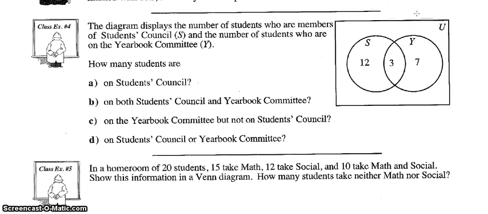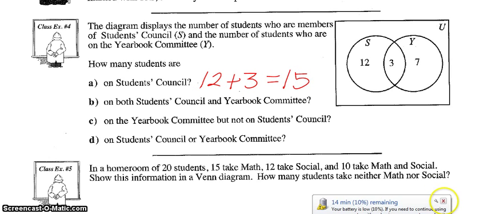The diagram displays the number of students who are members of social, which means SLC, and the number who are in the yearbook. So these are numbers of people. There are 12 people, or a total of 15 people in SLC, 10 people in the yearbook, and 3 of them are in both. They're super busy. How many students are on the student council? So 12 plus 3 is 15, right? Here, you don't have a set of elements 3 and 12. Those are not elements. Those are numbers of people.